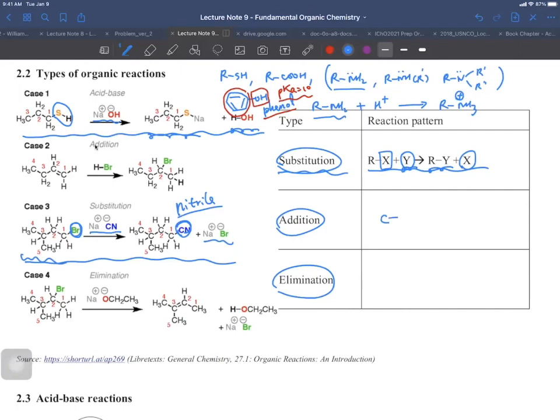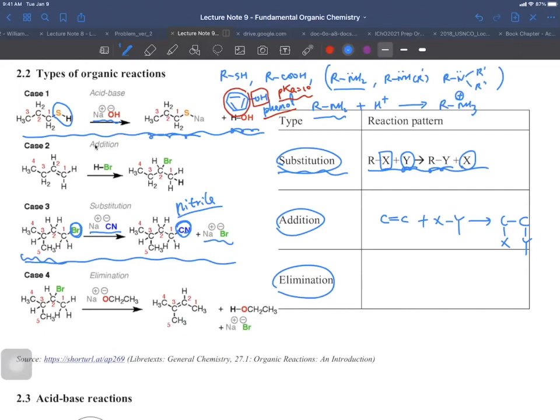The next one is addition. Basically, we need to have an unsaturated bond, such as a C=C double bond or a C≡C triple bond or even a C=O or C=N double bond. So if we have an XY added, one of the bonds is gone, and X and Y are added to each side. So this process is a typical addition reaction. This is somewhat similar to the synthesis reaction in organic chem.